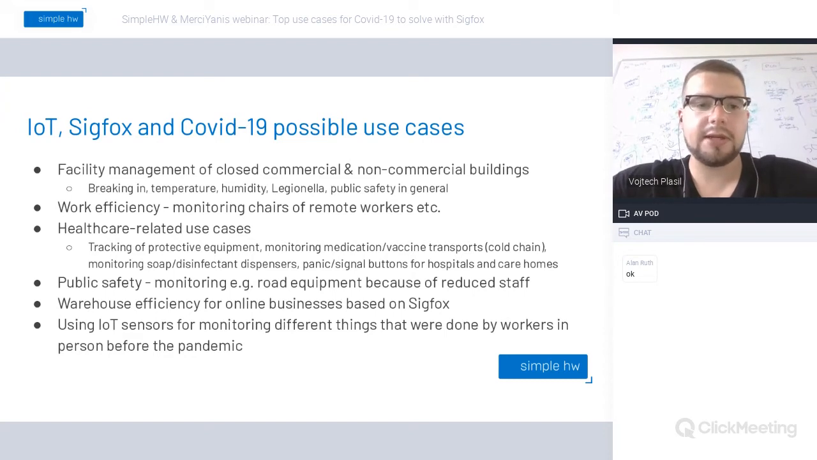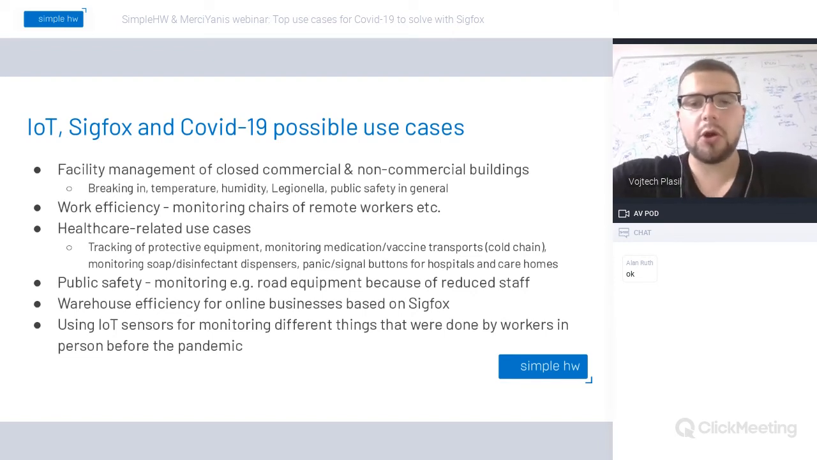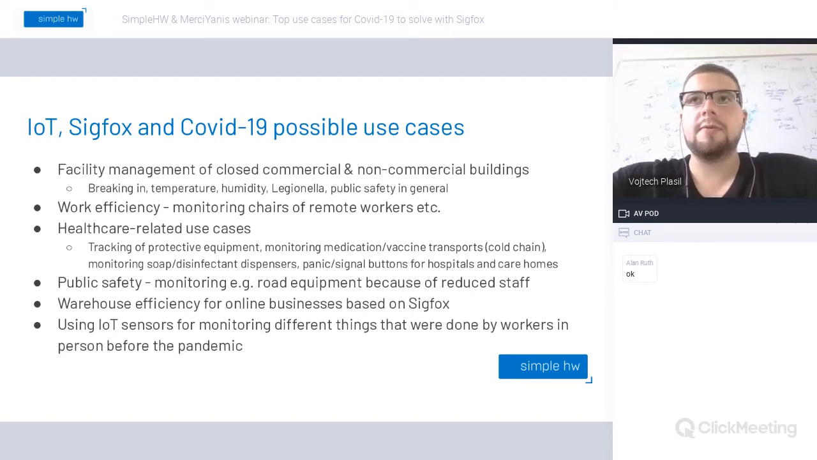Then again, you've got things like panic and signal buttons for hospitals and old folks homes, because of course, if you have 200 people in one wing of the hospital, and they are not in ICU, but they are not in a great condition, their condition is semi-severe, let's say. So you give them a button and they press it, and the staff knows exactly which bed to go to and which patient to take care of.